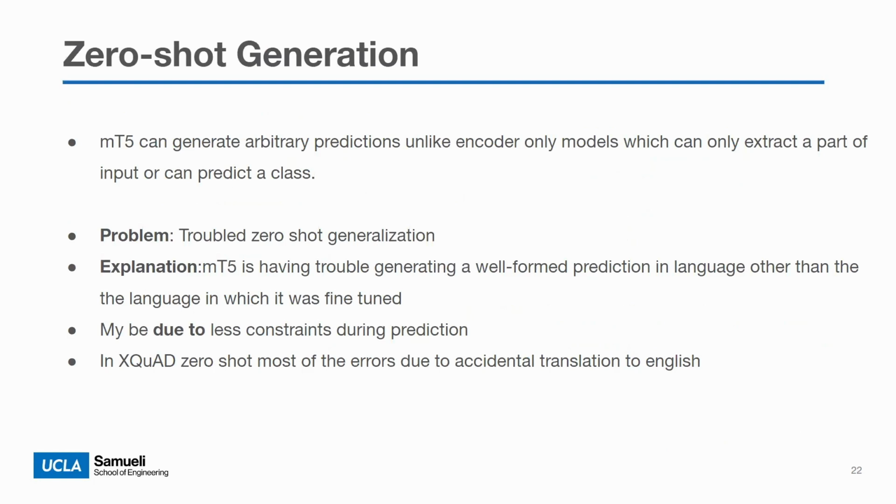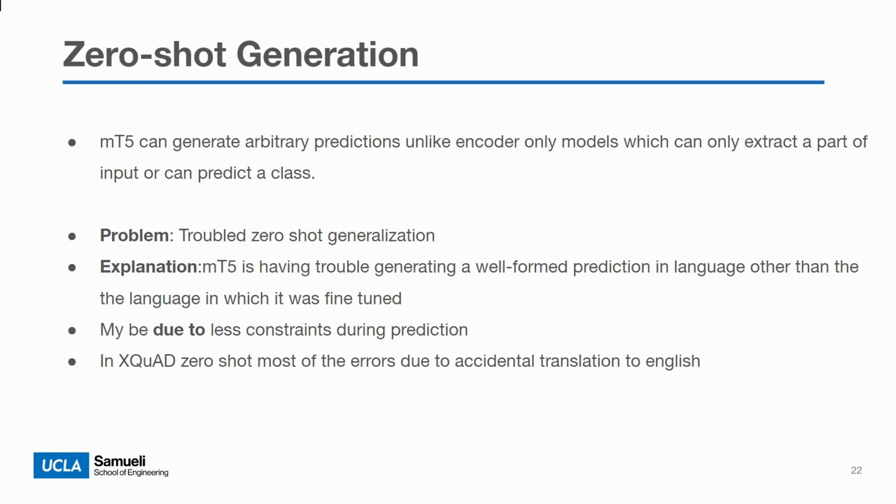In zero-shot generalization, generative models like MT5 can make arbitrary predictions, so there should be a control on what it can predict. MT5 has trouble in zero-shot generalization. The trouble is that it has difficulty forming a well-formed prediction in languages other than the language it was fine-tuned on. This might be due to the fewer constraints present on the prediction.